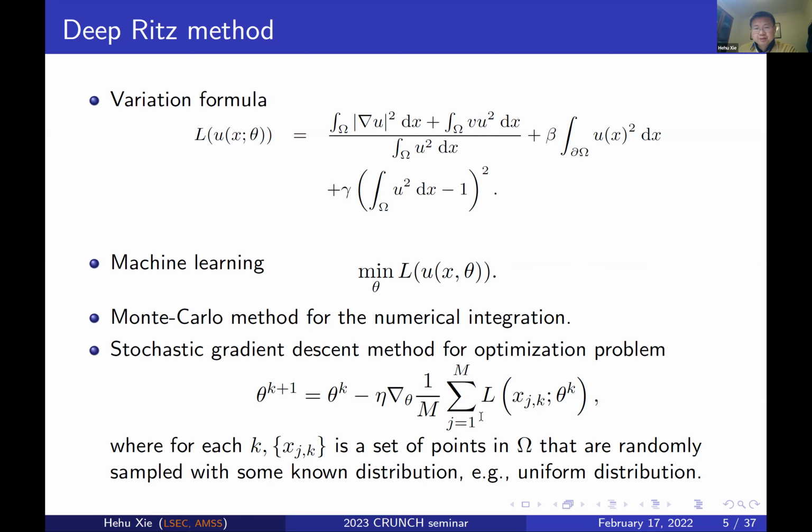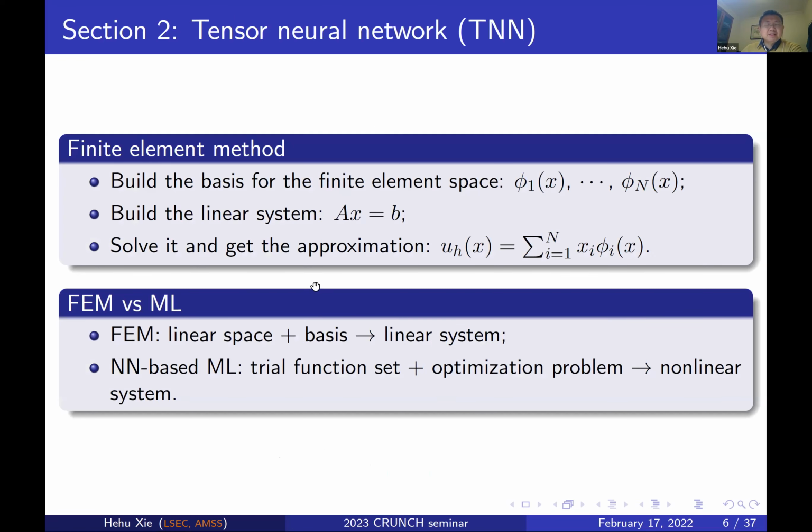But in our work, we start from another way. First, let's forget Monte Carlo, and let's discuss some ideas about the finite element method and the machine learning method. From this point of view, we come to the tensor neural network.